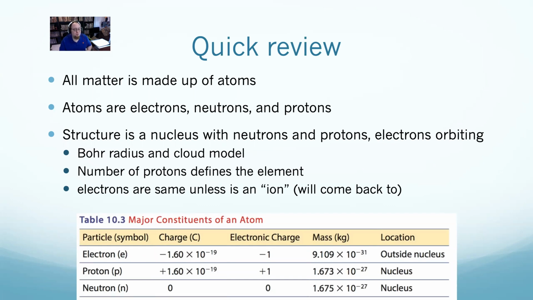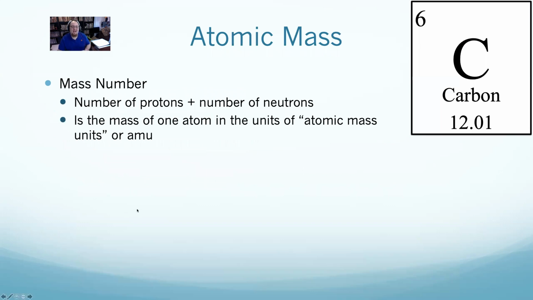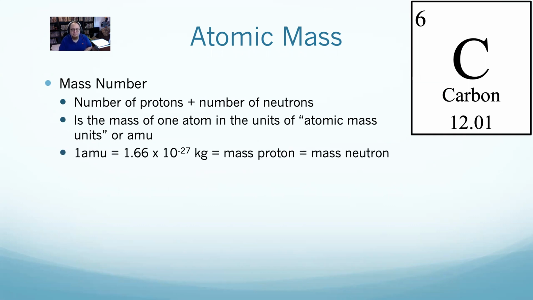What we'll do is define the mass in a unit called AMU, or atomic mass units. 1 AMU is defined as about 1.66 times 10 to the negative 27, which is the mass of a proton, which is about the mass of a neutron. And we define for any given isotope, for a single isotope, the mass number. The mass number is just the mass in AMU of an atom.